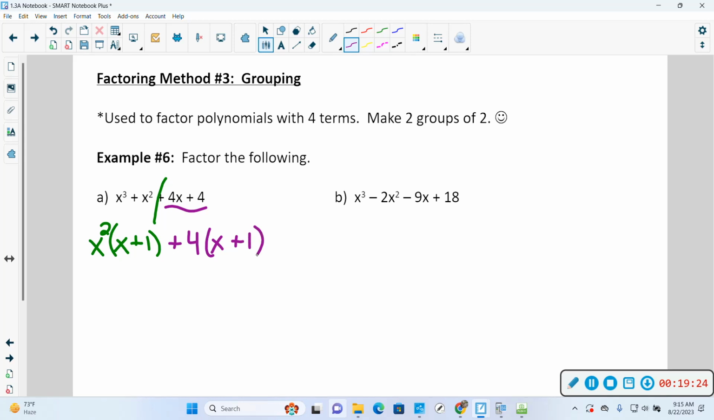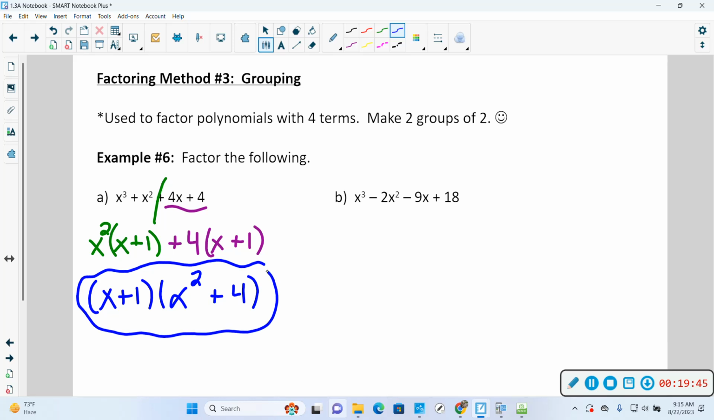Now, your parentheses should match. If the x plus 1's do not match, something bad has happened and you need to, of course, adjust that. So just like that greatest common factor problem we did, x plus 1 they have in common. And then, of course, I need an x squared to get the first term and a 4 for the last term. And if you FOIL that all together, you will get the original problem back.